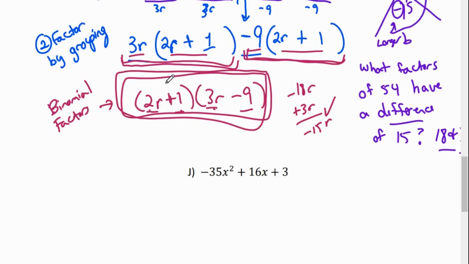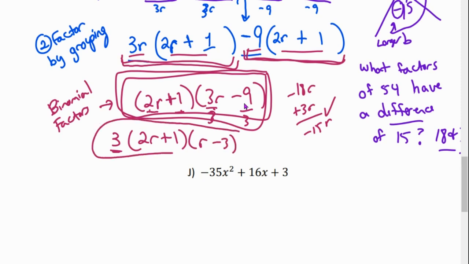Look at the end. The 2r plus 1 can't be factored any further, but look at your 3r minus 9. Could we factor a 3 out now from this binomial? Yes. So if we factor out a 3, I'm going to put it out front. The 2r plus 1 would stay the same, but when I divide the 3, or factor the 3 out, divide both of those terms by 3, and you get r minus 3 left over. So this is now factored completely.